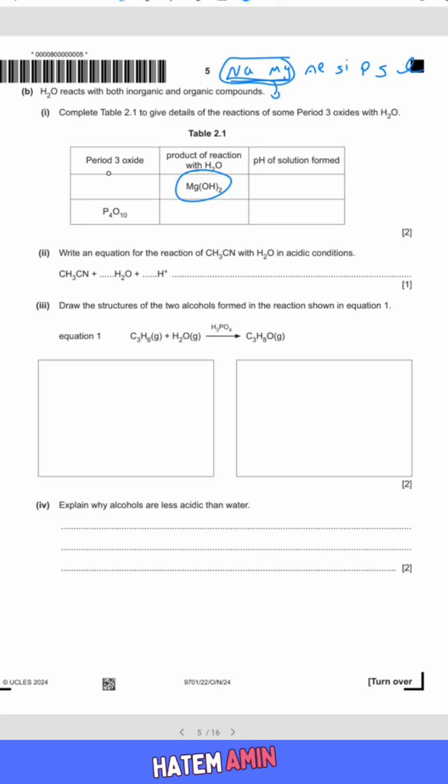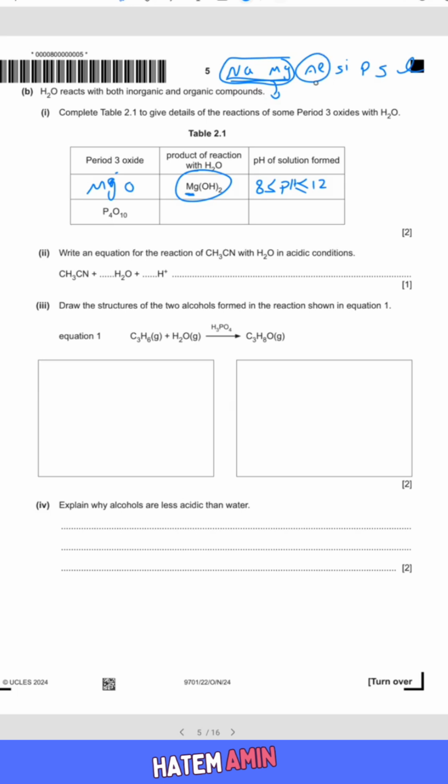So it gives me magnesium hydroxide. What is the period 3 oxide here? It should be MgO. How can we know it's MgO? Because magnesium is positive 2, it should react with one oxygen, so it will be MgO. The pH of this base, because it's a strong base, is between 8 and 12. This is sodium and magnesium.